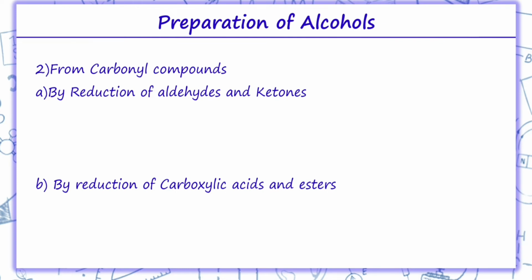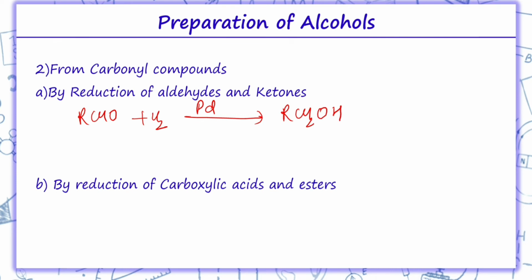Now moving on to from carbonyl compounds. So by reduction of aldehydes and ketones, they are reduced to alcohols by the addition of hydrogen in presence of catalyst. Therefore we call it catalytic hydrogenation. Usually we take catalyst like platinum, palladium or nickel. So we have RCHO, that is aldehyde. On addition of hydrogen in presence of catalyst palladium, we get primary alcohol.